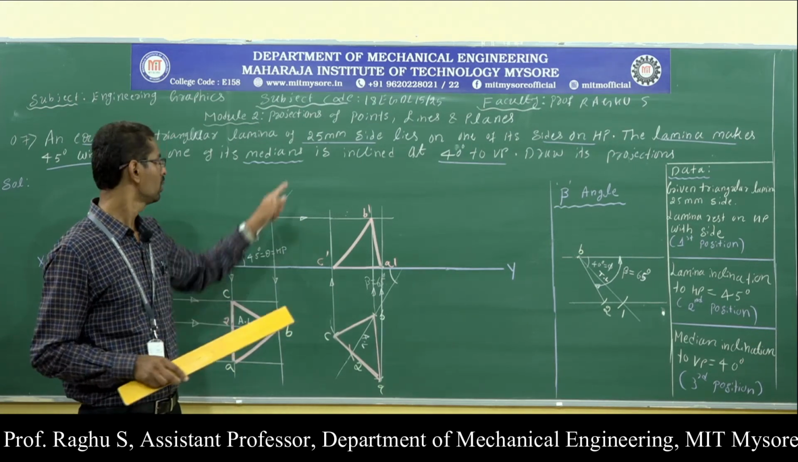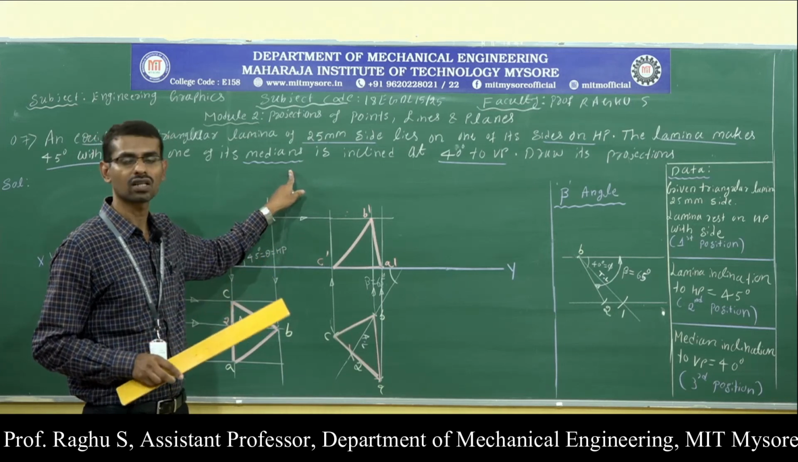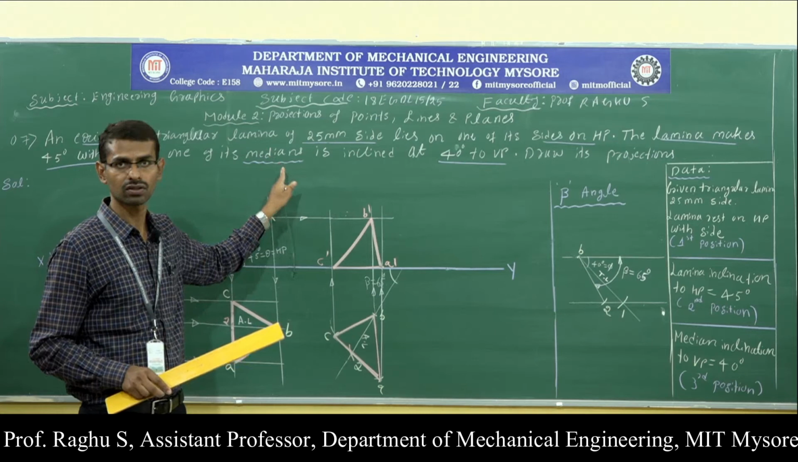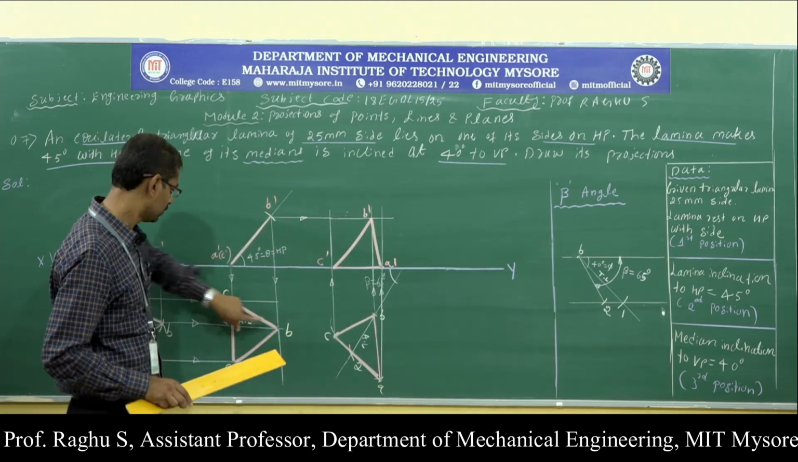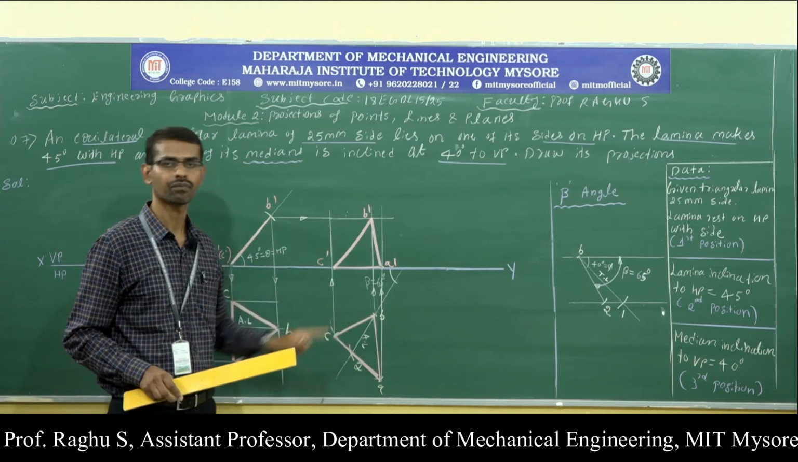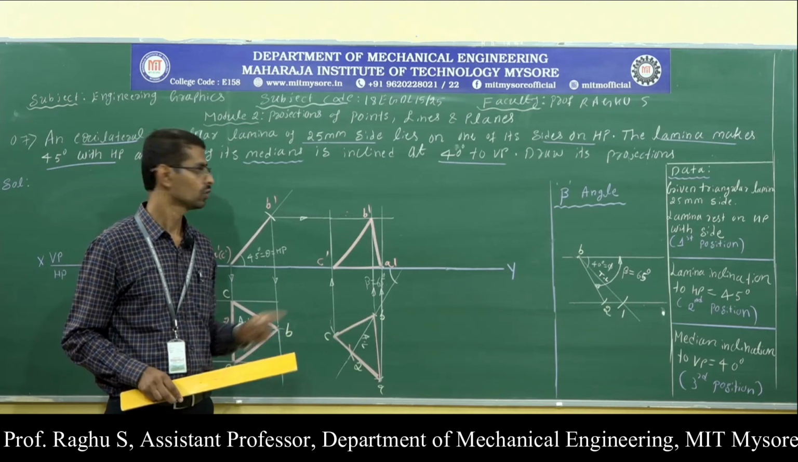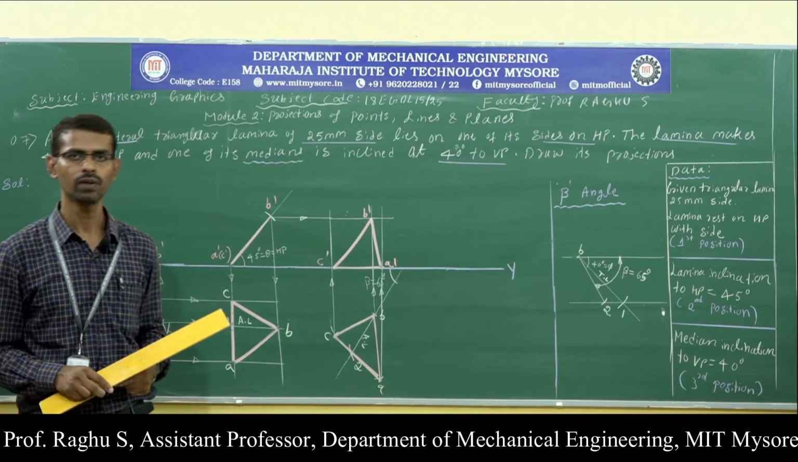Suppose in the problem, if they mentioned appears to be inclined, so suppose in the problem, if you have the word appears, then you no need to find out beta angle. Just you directly tilt the lamina to the apparent inclination. So this is the solution of the given problem.